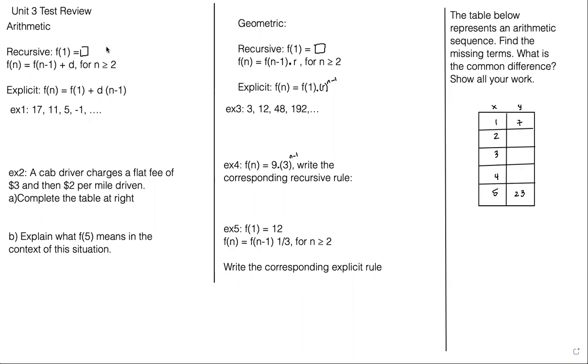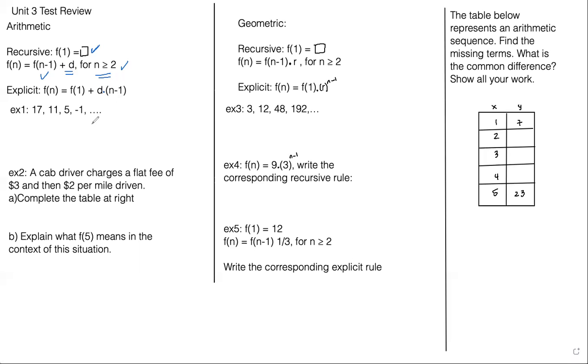The formulas are for recursive. Remember, you start with f of 1 equals whatever the value of f of 1 is, and then f of n equals f of n minus 1 plus d for n greater or equal to 2. So don't forget these elements of recursive, okay? There's f of 1 first, and then f of n equals f of n minus 1 plus d. If d is positive, it will be a positive number. If d is negative, the common difference, then it'll be a negative number. And don't forget the n greater or equal to 2. For explicit, it's f of n equals f of 1 plus d times n minus 1.